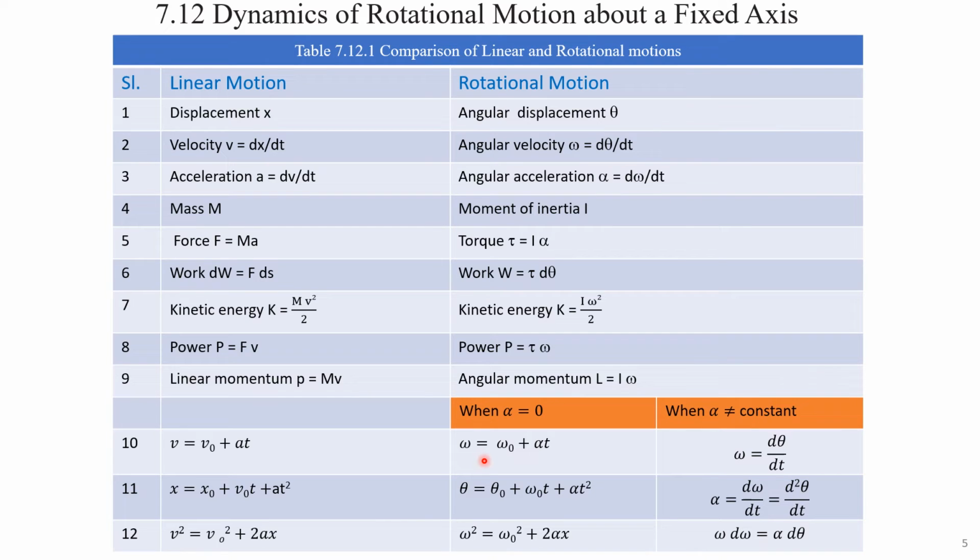In the case of rotational motion, when alpha is not a constant, we have to take the differentials. So omega by definition is equal to d theta by dt, and alpha is equal to d omega by dt or d square theta by dt square. And we also have omega d omega is equal to alpha d theta.